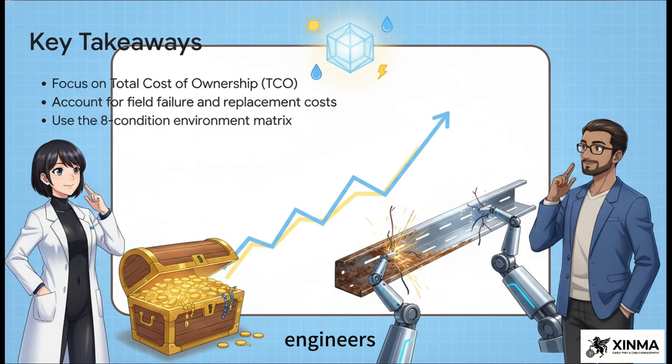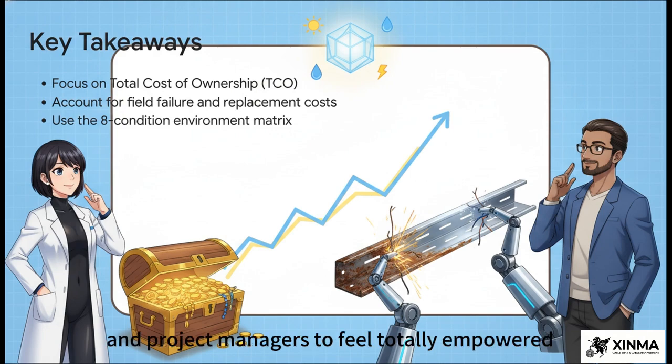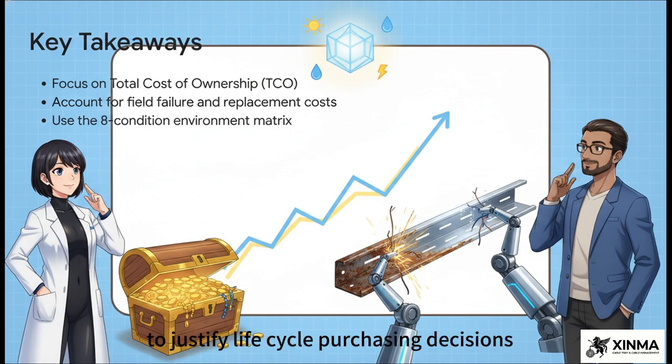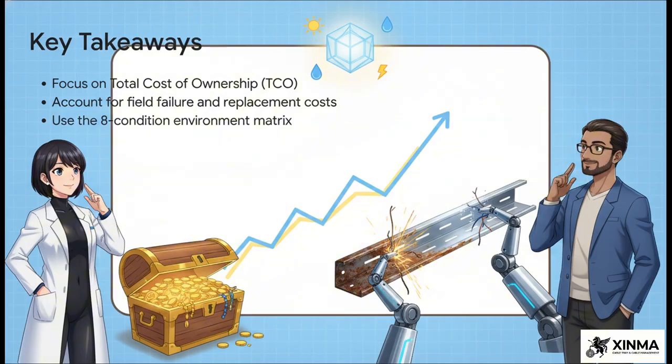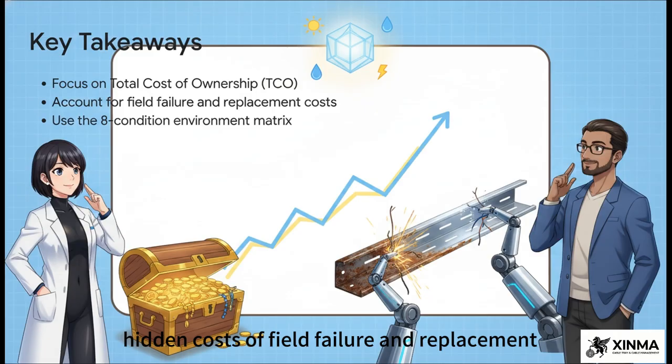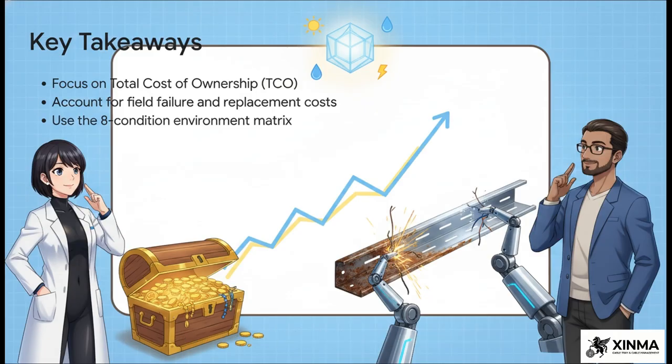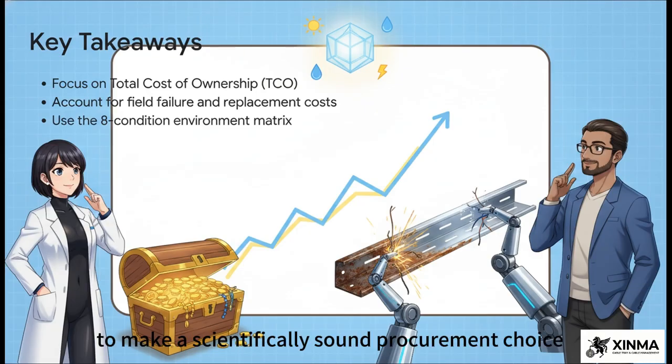All right, let's quickly summarize the absolutely crucial takeaways from today. We want facility engineers and project managers to feel totally empowered to justify life cycle purchasing decisions. Number 1, always shift your focus from the initial purchase price to the total cost of ownership. Number 2, make sure you're anticipating and budgeting for the massive hidden costs of field failure and replacement. And number 3, don't just guess on materials. Use the 8-condition matrix to make a scientifically sound procurement choice.